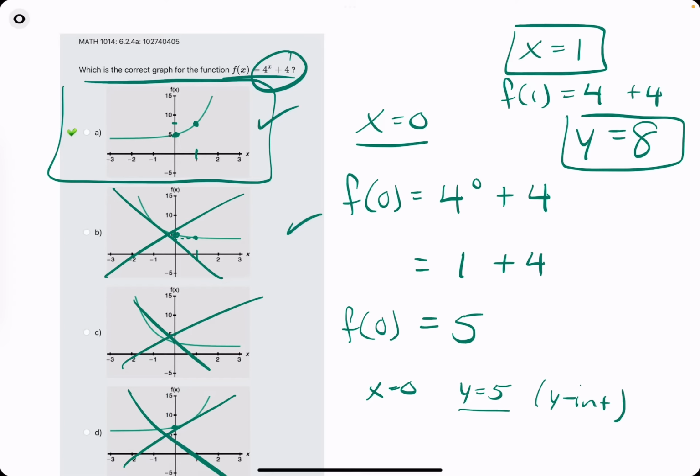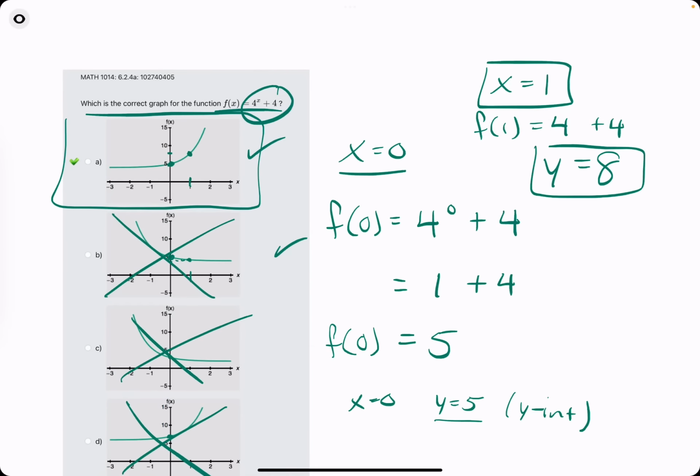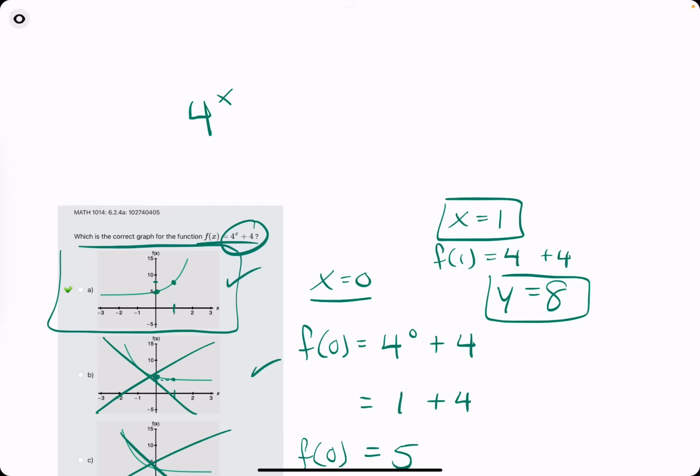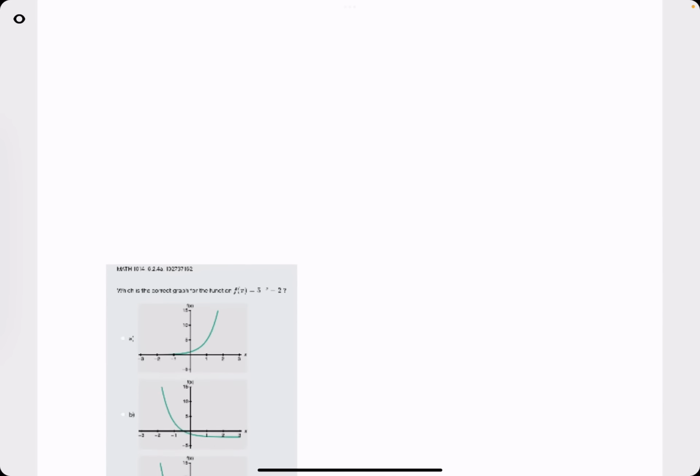So anyway, that plugging in x equals 1 method should work every time. But again, if you wanted to, you could think about 4 to the x should look like this. 4 to the negative x would look like, let me make sure I get this right. I think it looks like this. It would be decreasing. And that might be all you need to know. Let's do one more though.